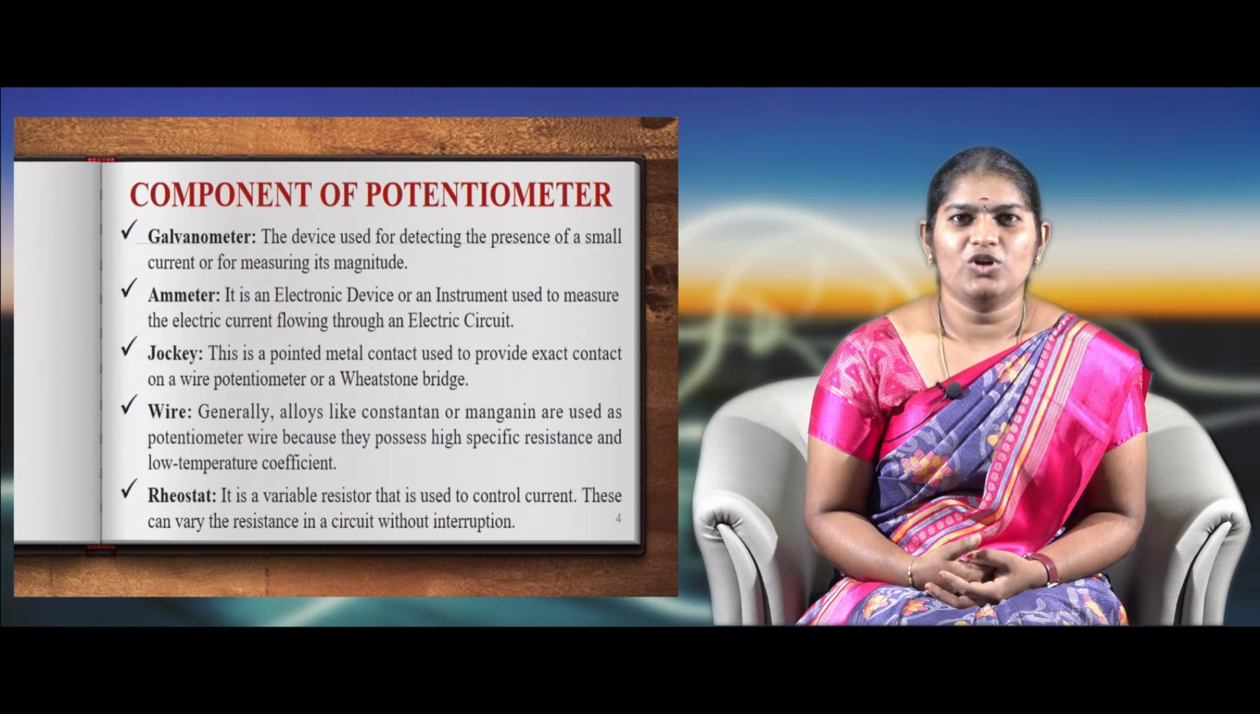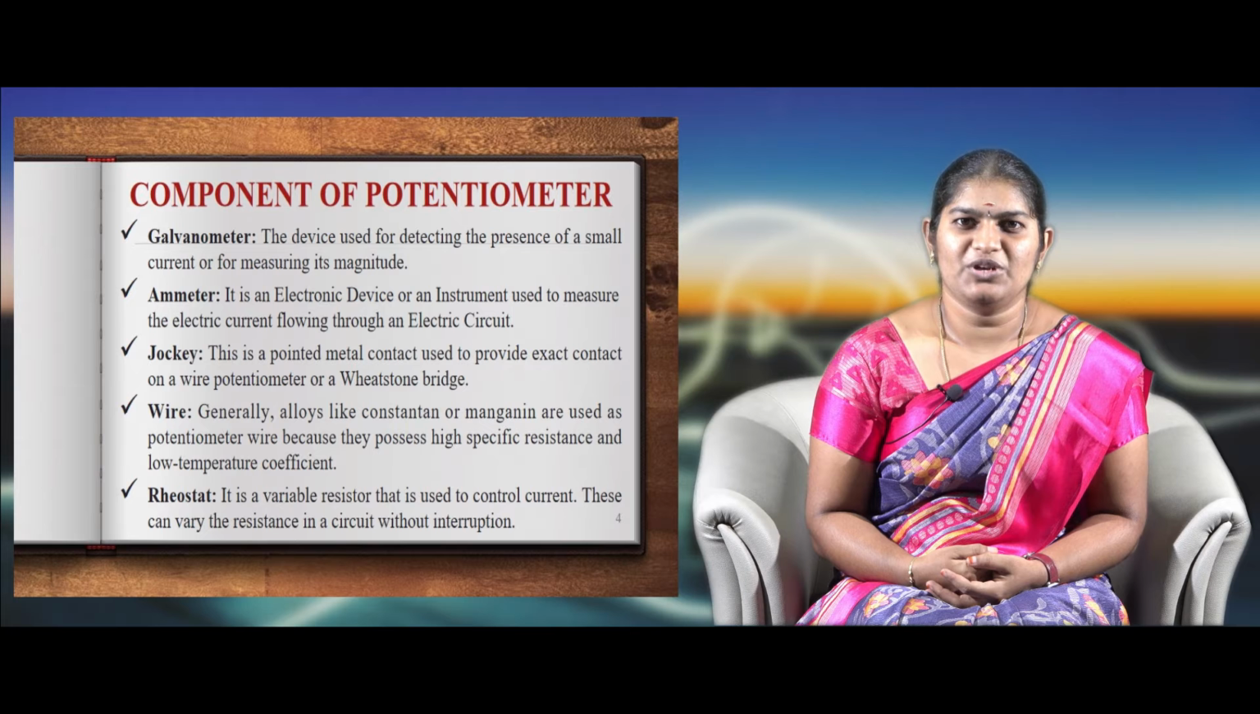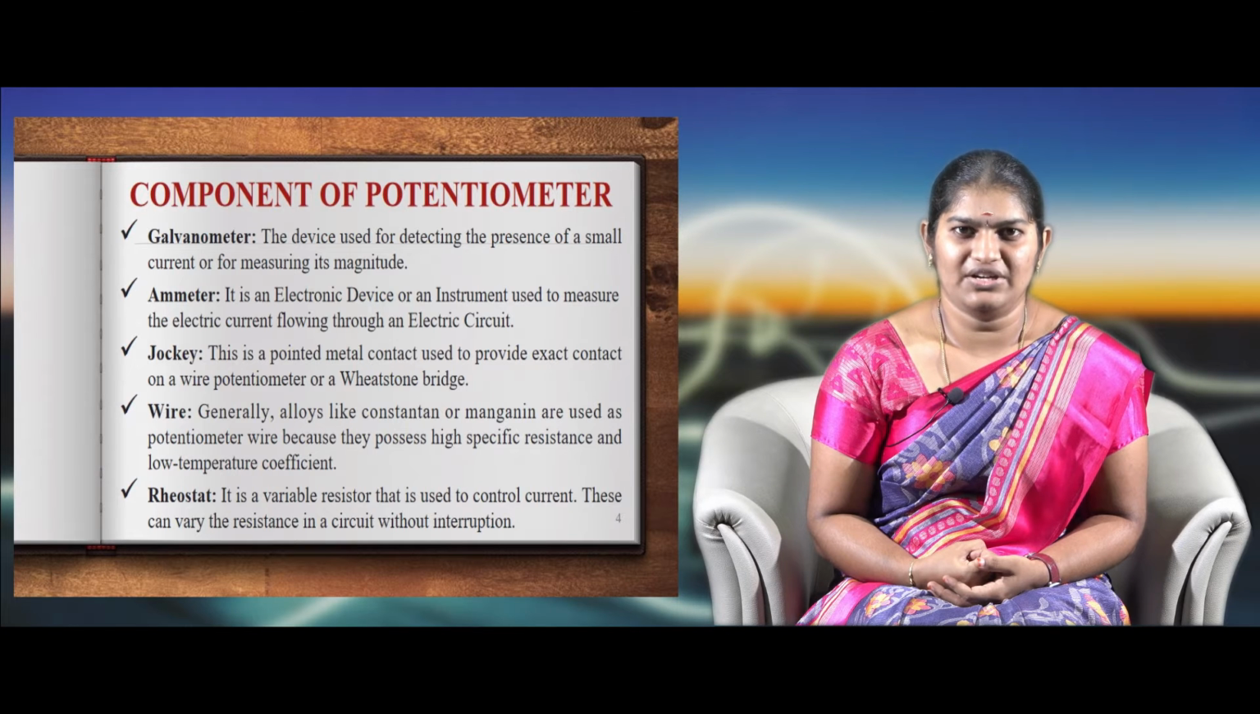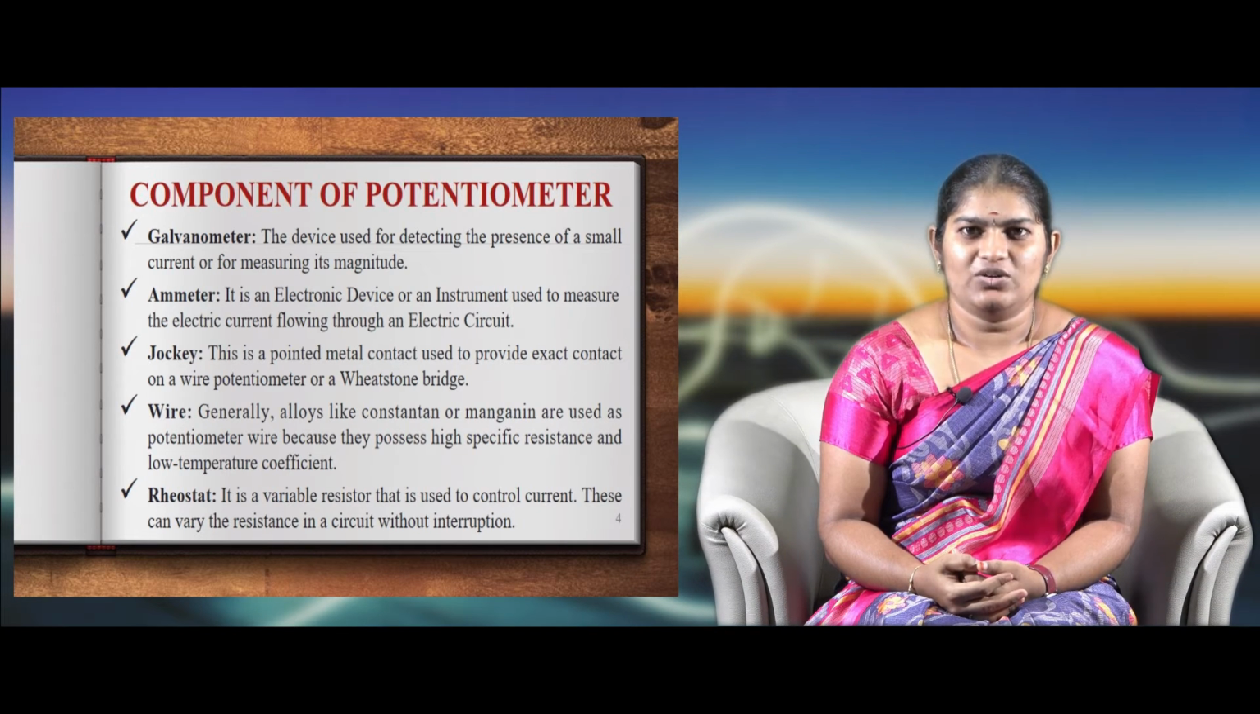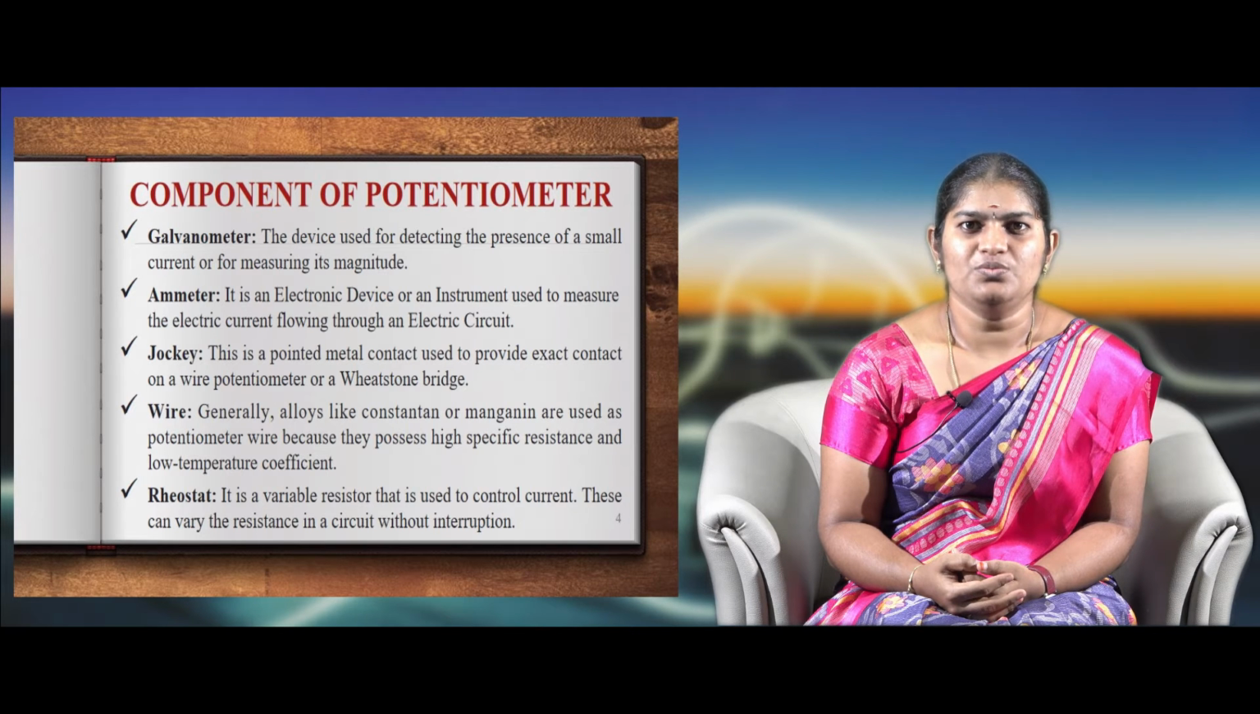Next we are going to discuss the components used in a potentiometer. Some of the components used in potentiometers are given below: galvanometer, ammeter, jockey, wire, rheostat. Galvanometer: a device used to detect small values of current and voltage and measure their magnitude. Ammeter: an instrument used to measure the electric current flowing through an electric circuit. Jockey: a pointed metal contact which provides an exact contact with the wire of the potentiometer and the Wheatstone bridge.